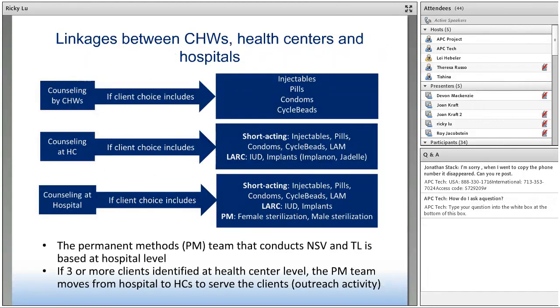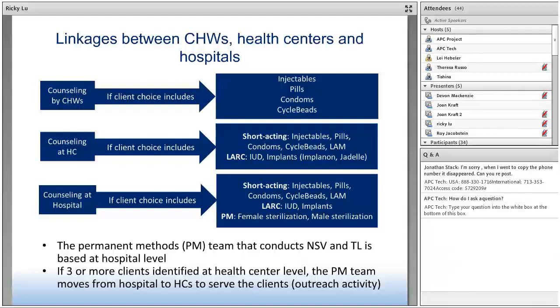So this slide is just showing, in terms of the continuum of care, who does what at each level of care, so that you can see that community health workers generally could offer injectables, pills, condoms, and cycle beads.